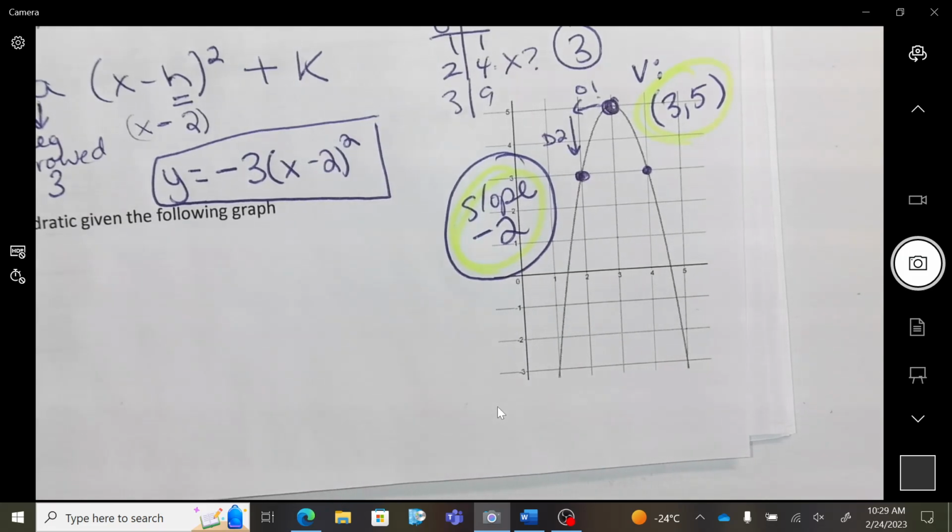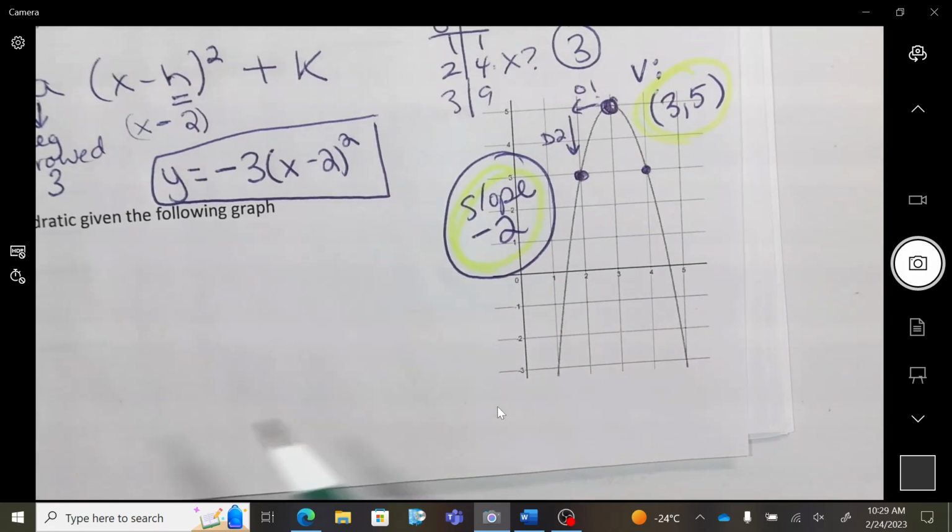There's your items. So there's your vertex and your slope. You've got to work backwards to get me an equation today. Last time I gave you the equation and you got vertex and slope. So plug that in.